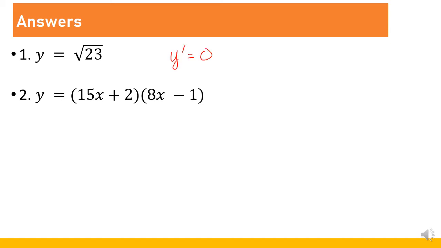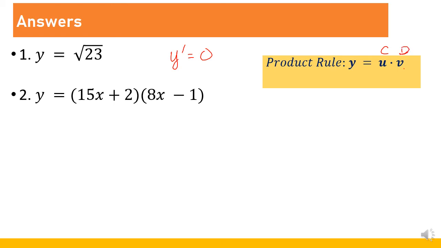Now, for number 2, this is a product. So that means we need to apply the product rule. Product rule means if you're given these factors u and v, where u and v are functions of x, what you do is copy the first factor and differentiate the second factor, and then you add it with the second factor times the derivative of the first factor.